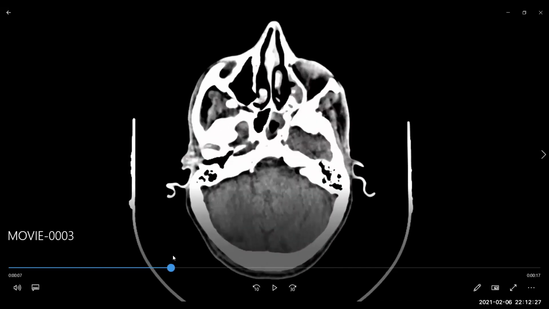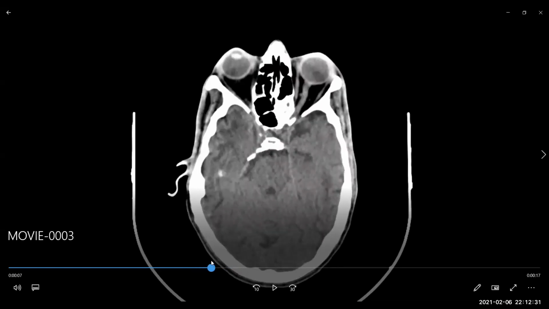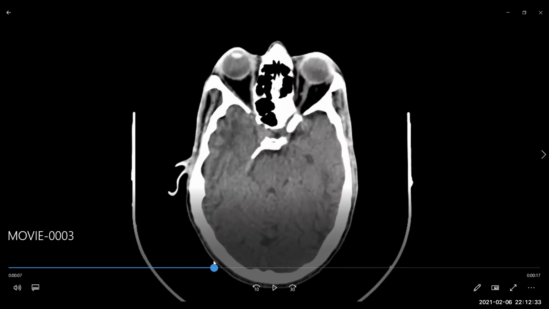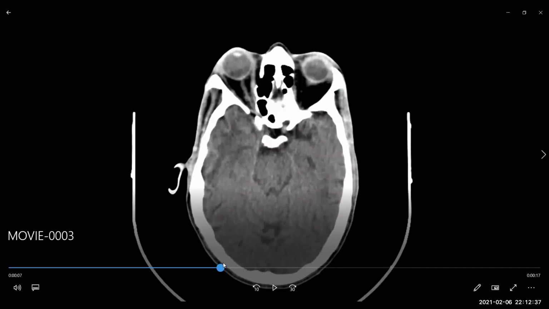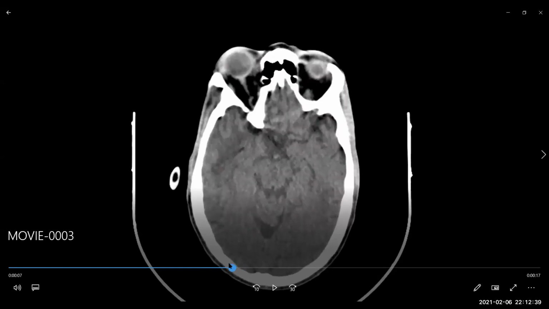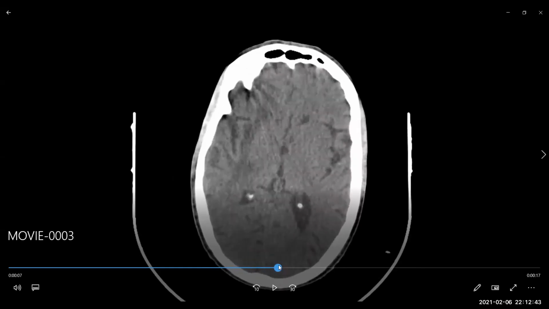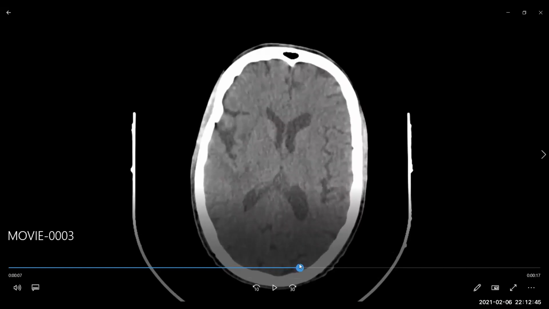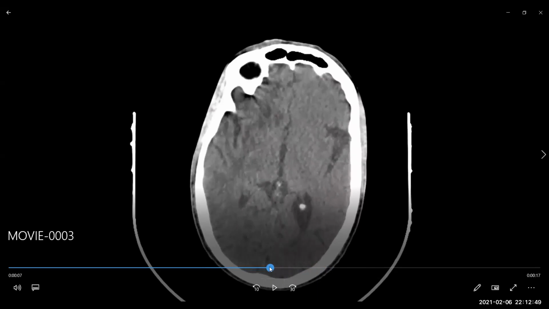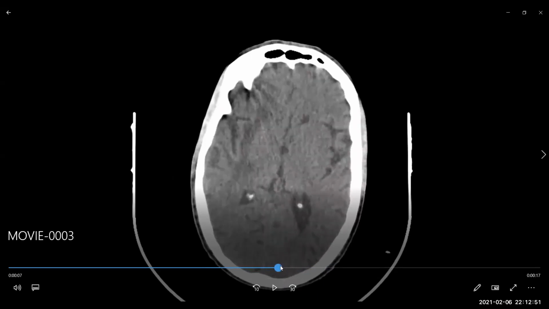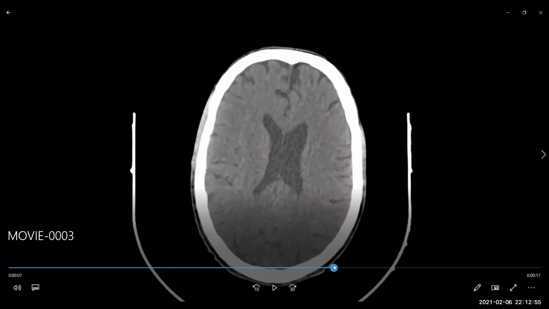Can you please tell me more about the hypodensity you were talking about in the temporal lobe? Yeah, that is predominantly involving the white matter, but there is some involvement of the cortex in some areas. But I can also see some relative hyperdensity at the cortex, and there is no loss of gray white matter differentiation in those areas. It can be vasogenic edema, but I would like to see.